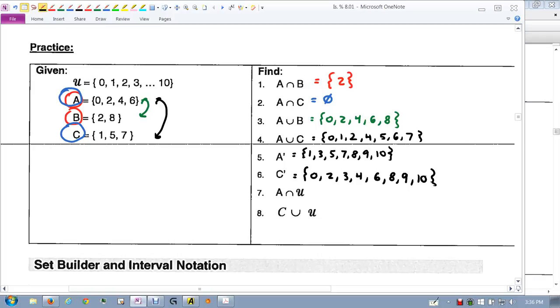What is A intersect the universal set? It's just A. Exactly. You could answer as A if you like. Or you could just write down 0, 2, 4, 6 in braces. What's C union U? What is it? Just U. Because U is everything, right? And if C is a subset of U, then if you throw C into U, you already had that, didn't it? Because C came from U, so you should just get U itself.